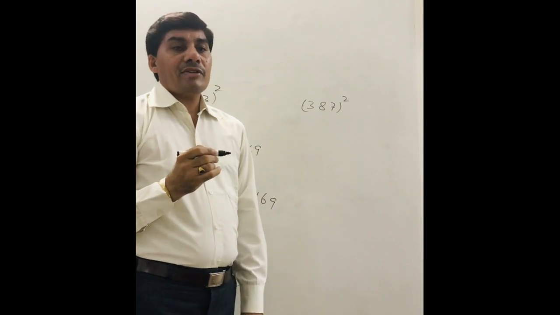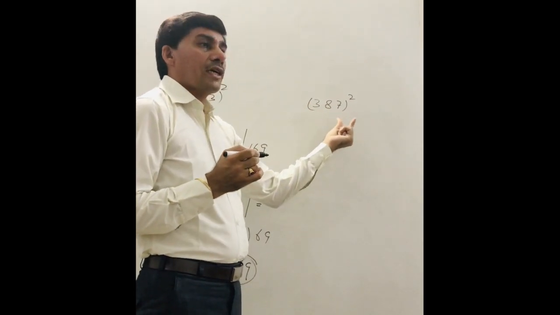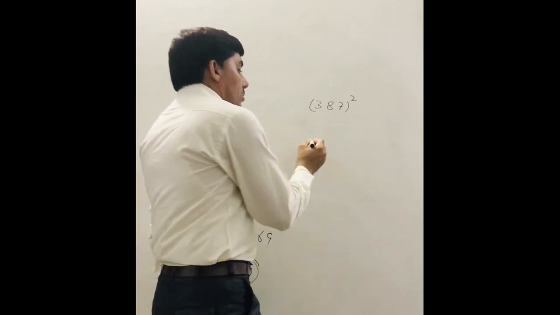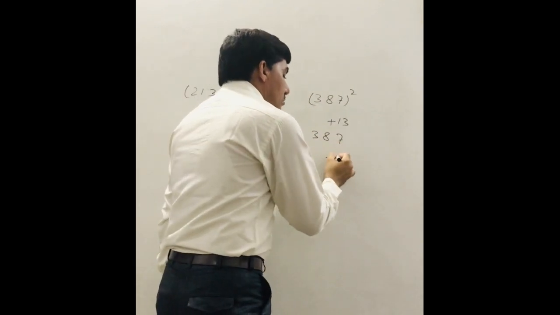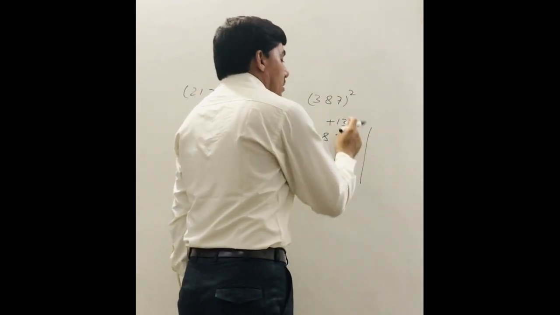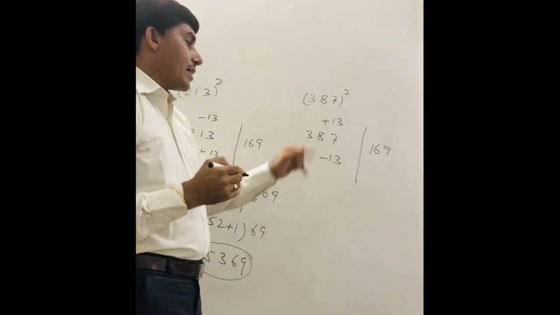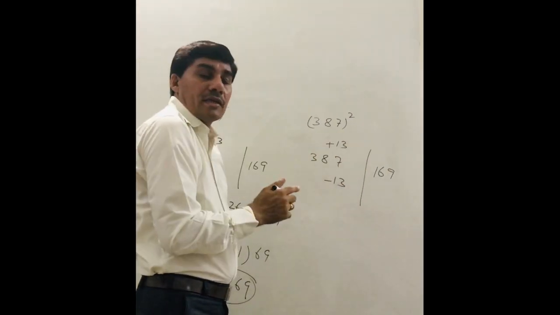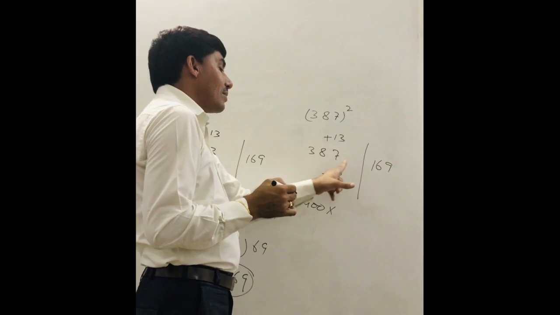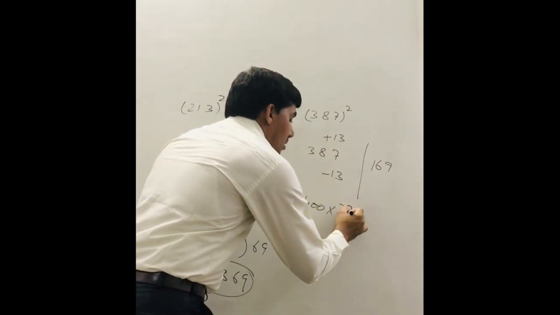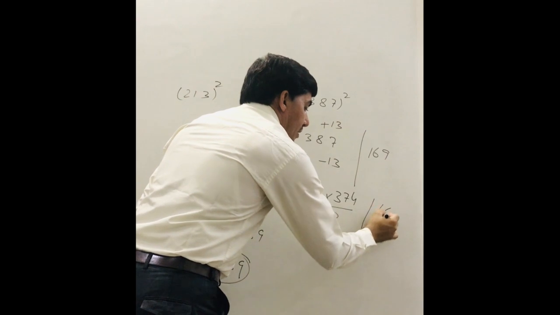Now 387 is lying near 400. So to make 387 to 400, we add 13. So 387 plus 13, subtract the same value, 13. And right here, the multiplication of 13 and 13 is 169. In next step, 387 plus 13 is 400, multiply with 387 minus 13 is 374. Divided by 100 and write 169.